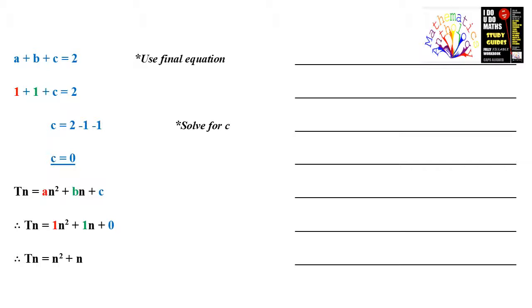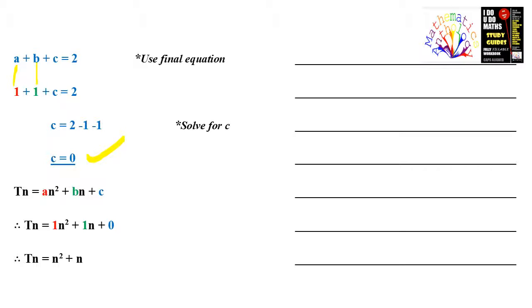On to our third equation, which is a plus b plus c is equal to 2. Now, the a value we worked out is 1. Our b value we worked out is also 1 in this case. So 1 plus 1 plus c is equal to 2. Take all your constants over to the right hand side. c is equal to 2 minus 1 minus 1, and c is equal to 0 in this case.